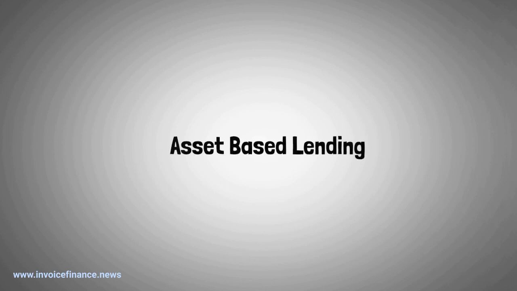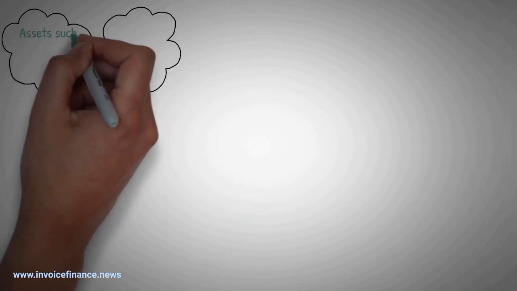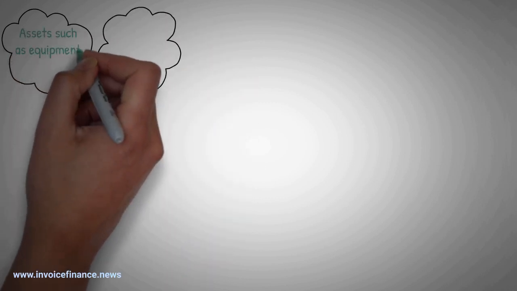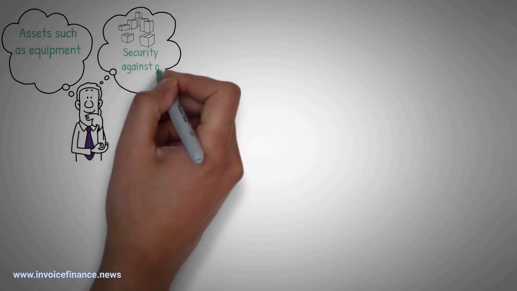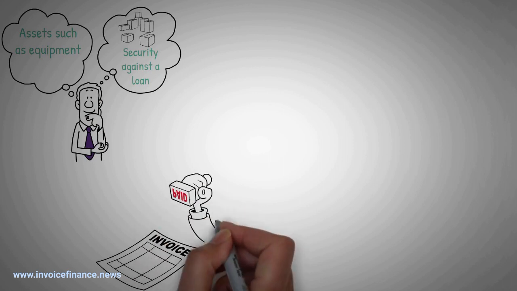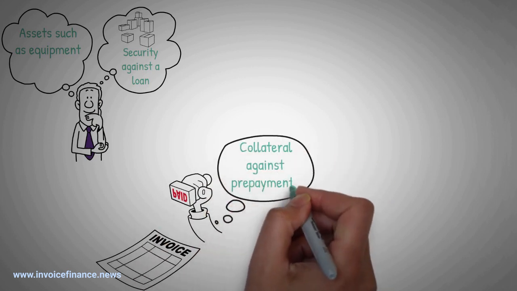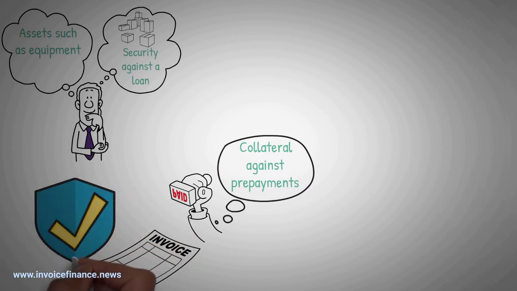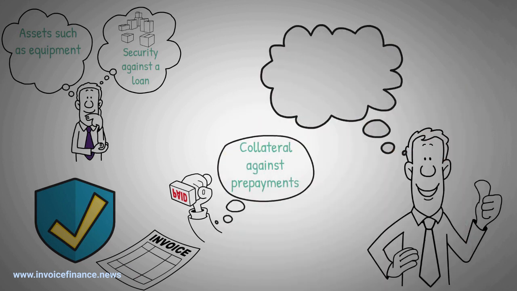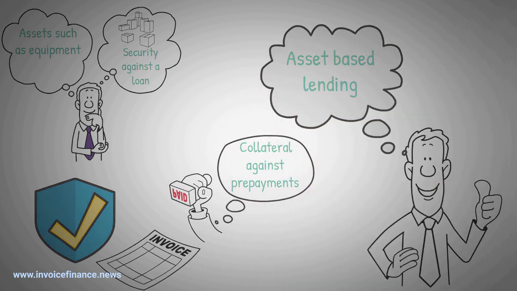Asset-based lending, ABL, originated in the U.S. It is a system of financing that uses assets such as equipment or company inventory, also known as stock, as security against the loan, whereas factoring uses unpaid invoices as collateral against prepayments on money due from invoices. Asset-based lending spreads its net wider to secure collateral. Often, big operations will use a factoring facility in conjunction with asset-based lending.